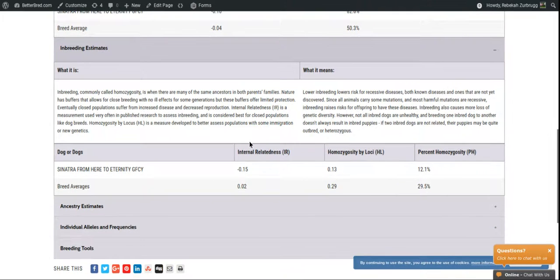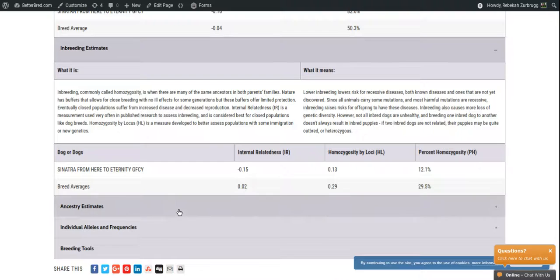In breeding, he is very outbred. This percent homozygosity of 12.1% is very low. 29.5% is your breed average of percent homozygosity. That's fairly common. So he is very outbred as opposed to the breed average.